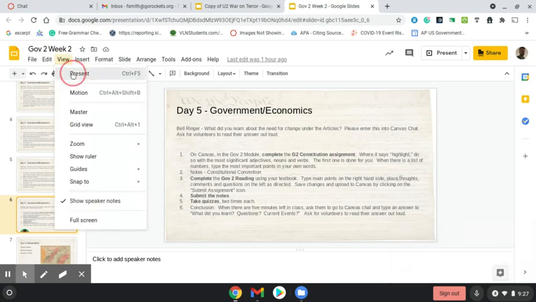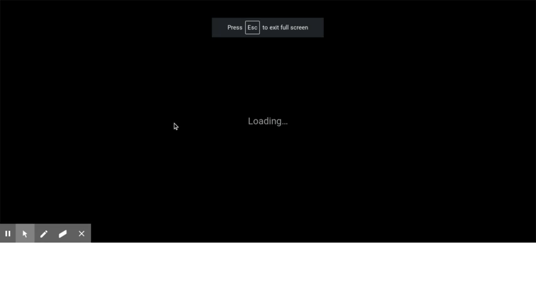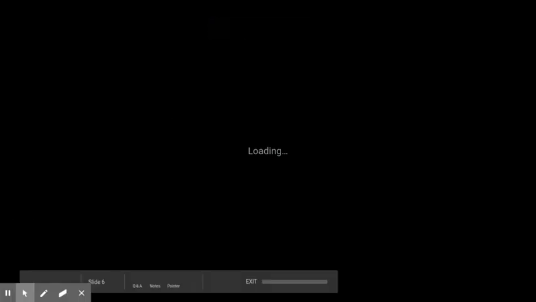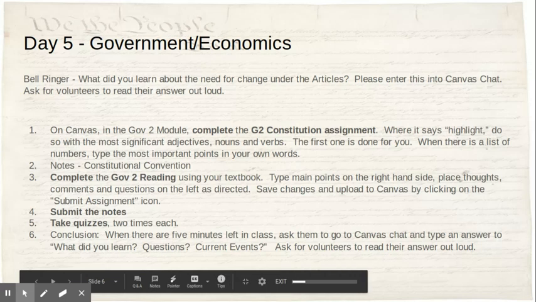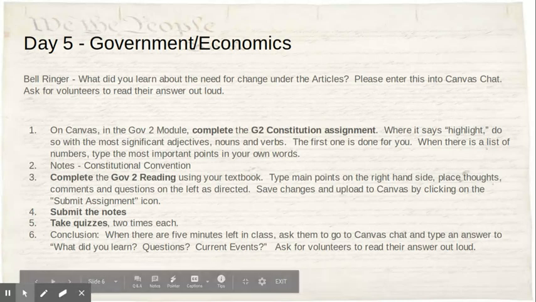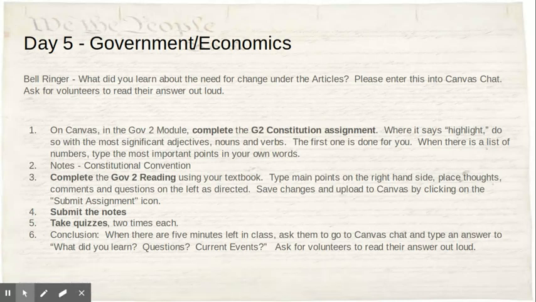So hopefully everyone did type in the bell ringer here. What did you learn about needed changes for the articles? And you can see number one, make sure that you complete the Government 2 Constitution assignment. And where it says highlight, make sure you highlight significant adjectives, nouns, and verbs. And then where there's a list of numbers, of course, you're just typing in the most significant items.